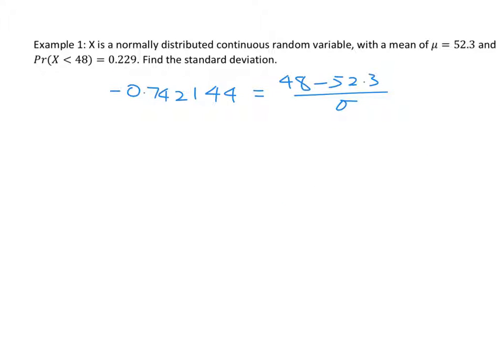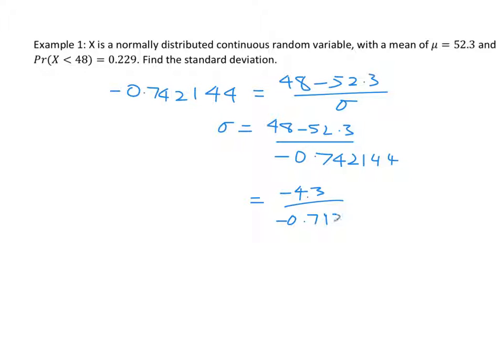So my first thing to do is to swap sigma with the term over here. And then I can just plug all that in and work out what sigma is. So I have negative 4.3 over negative 0.742144. If I use the exact value from the calculator, I get 5.79402. It's probably safe to round it off to 2 decimal places.